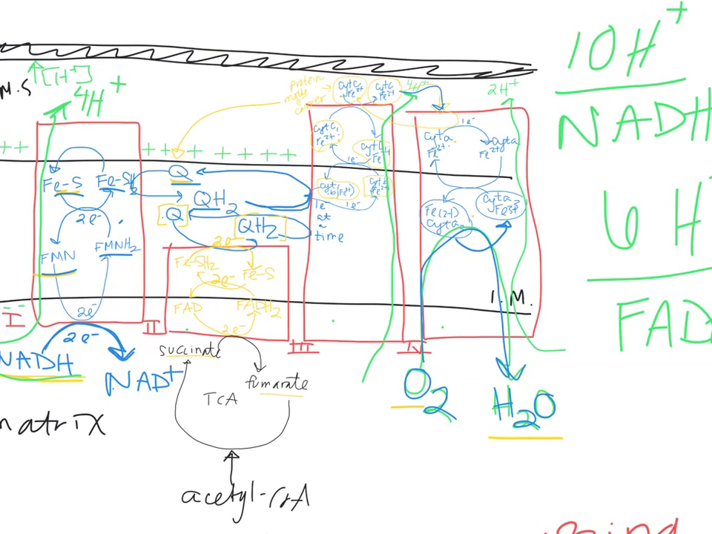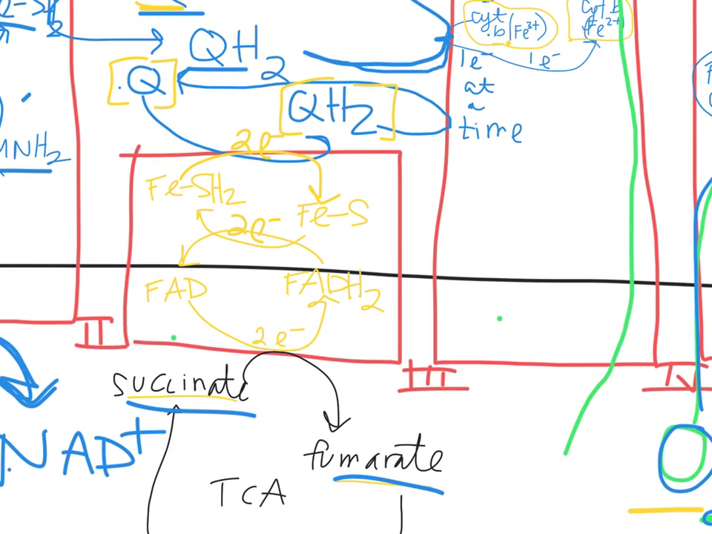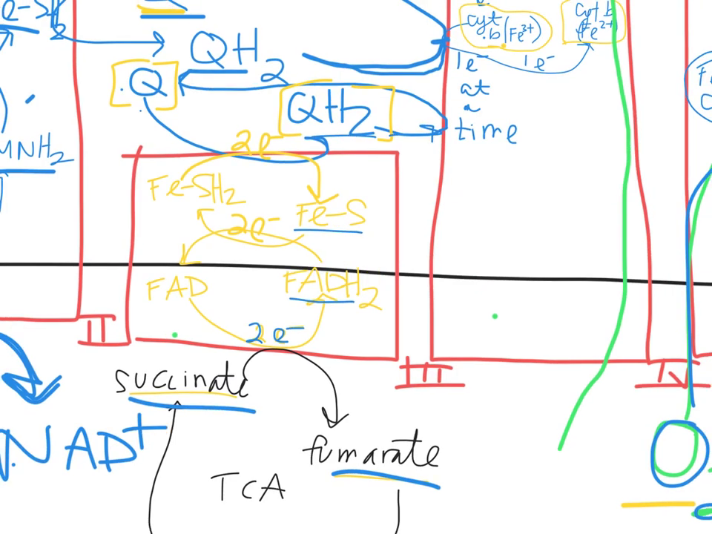For succinate to fumarate, succinate is oxidized to fumarate, and in the process, 2 electrons are passed to an FAD to create FADH2. Those electrons are then moved again to an iron-sulfur cluster, and from the iron-sulfur cluster, we move to the mobile electron carrier Q that gets reduced to QH2, and again drops off electrons one at a time.